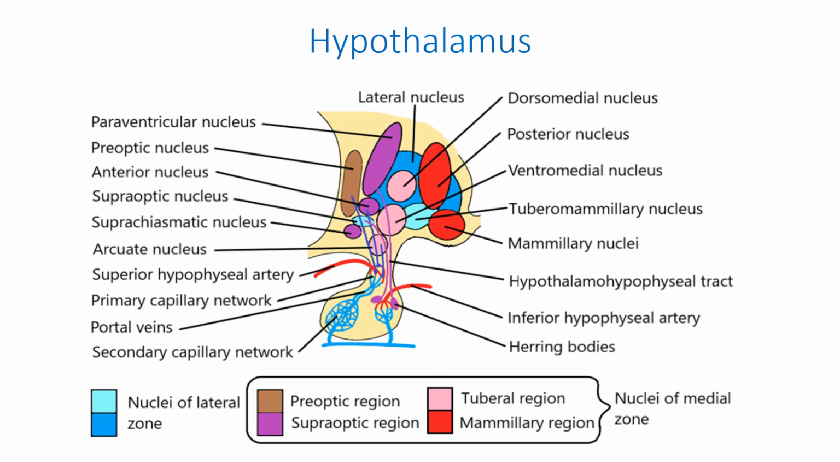Parvocellular neurons in the nuclei of the periventricular zone produce releasing hormones, liberins, and inhibiting hormones, statins, whose main purpose is to control the release of other hormones by the anterior lobe of the pituitary gland, adenohypophysis.